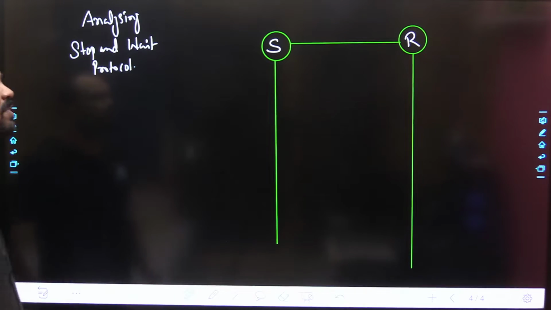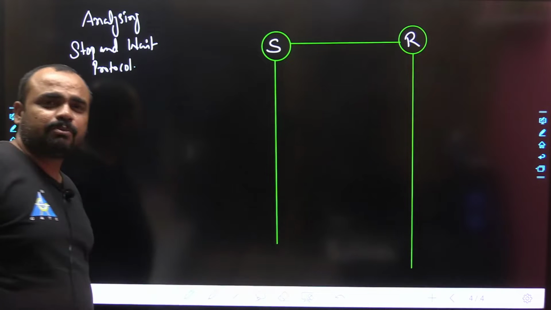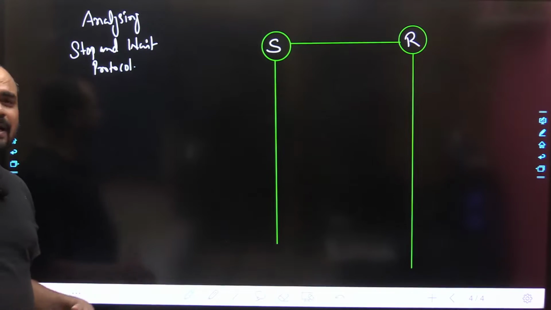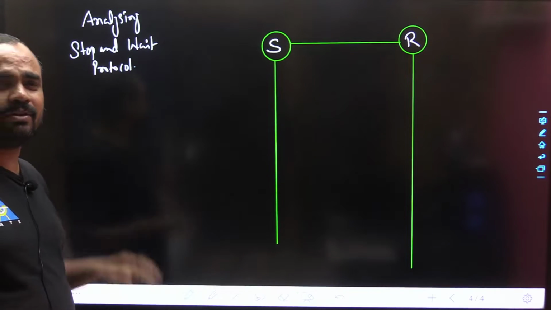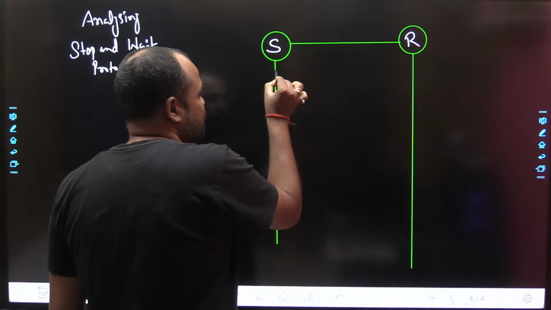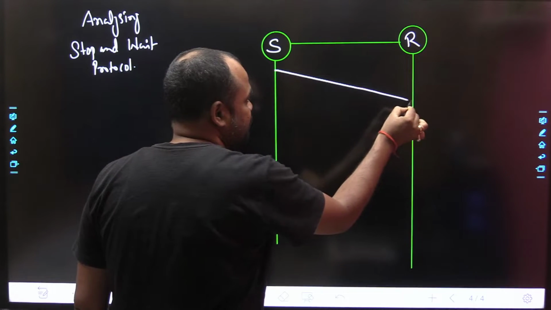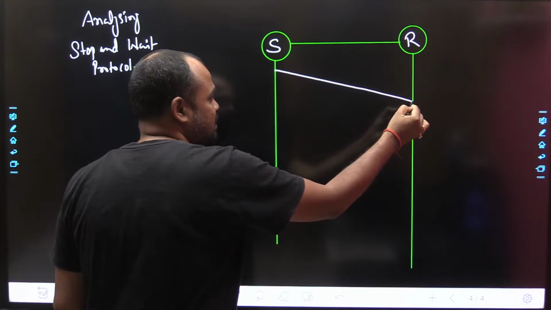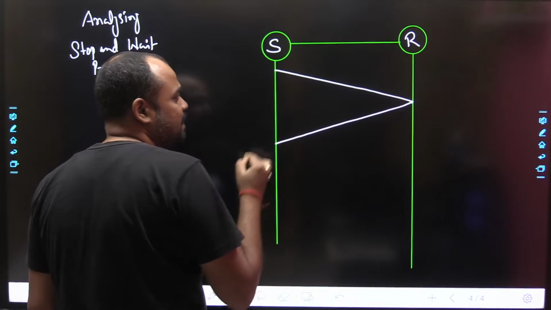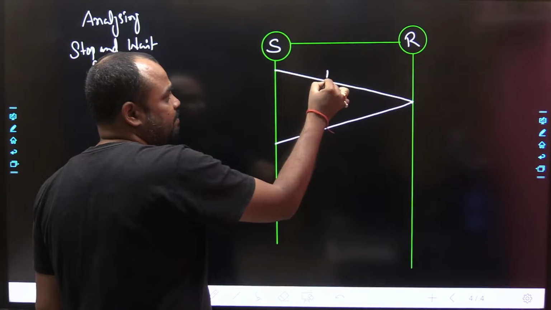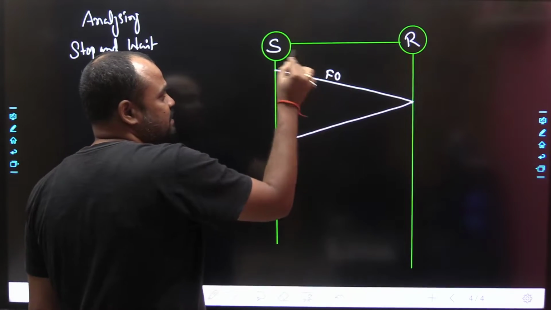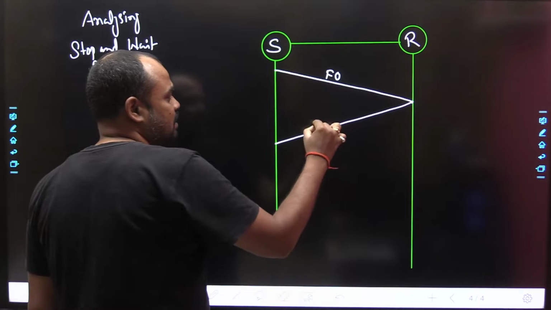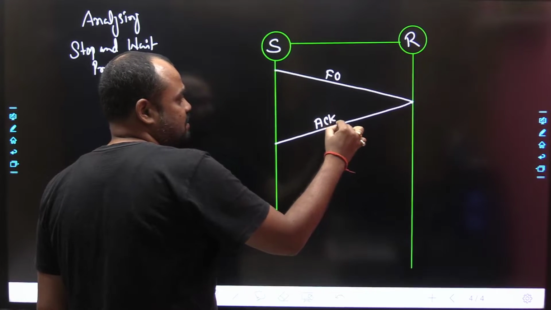Suppose the sender has a frame and wishes to send a particular frame. So what will happen? Suppose the sender is sending its frame. Definitely once the frame is received by the receiver, what will the receiver do? It will send back the acknowledgement. So this is the frame, suppose F0, transmitted by the sender, and this is the acknowledgement received by the sender.